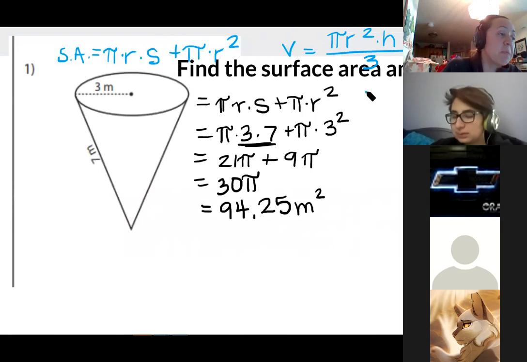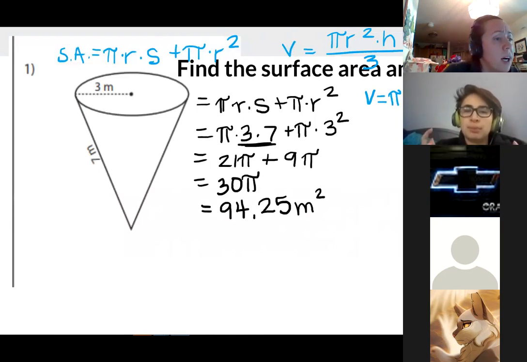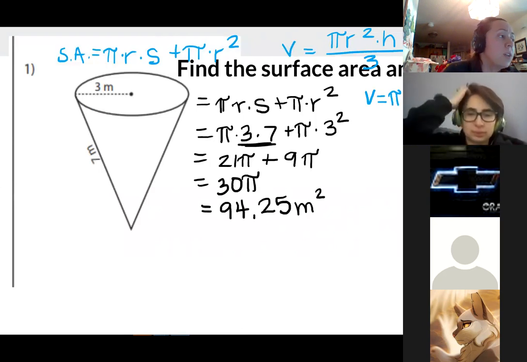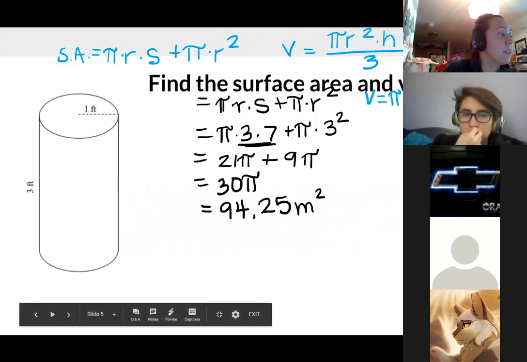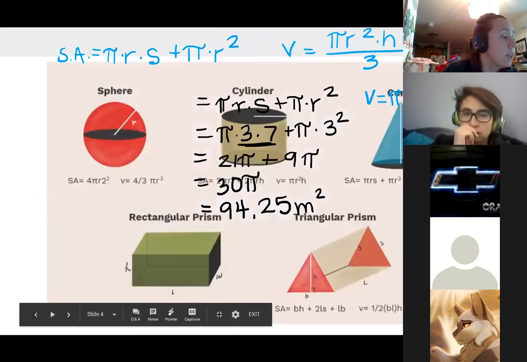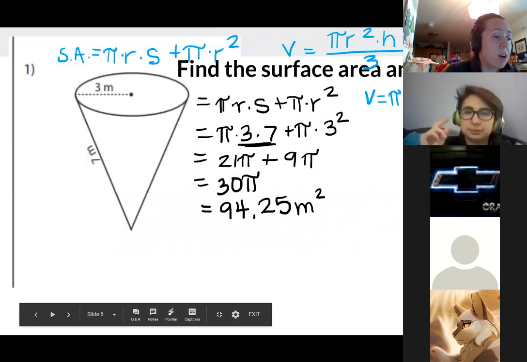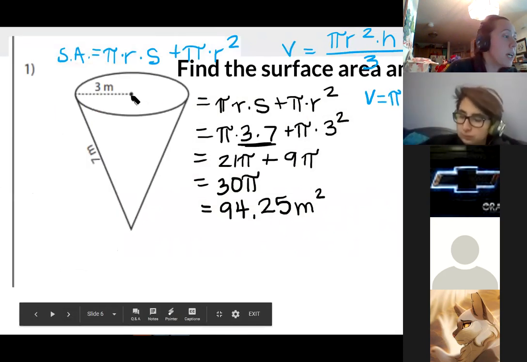Okay, now we're going to talk about volume. We go pi times that radius, which is 3, times the height. Did they not give me a height here? Oh, this was a surface area question. Ideally, they should have given a height. And they'll give you a height. We need a height for our cone.